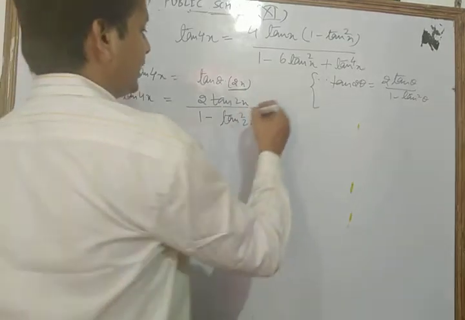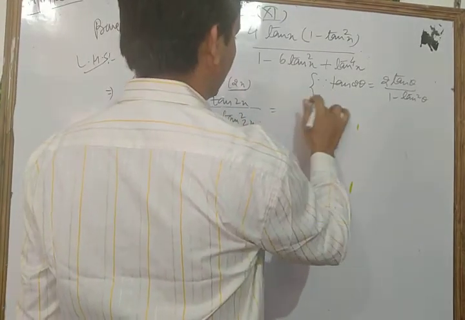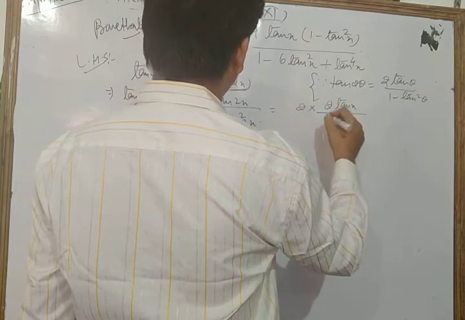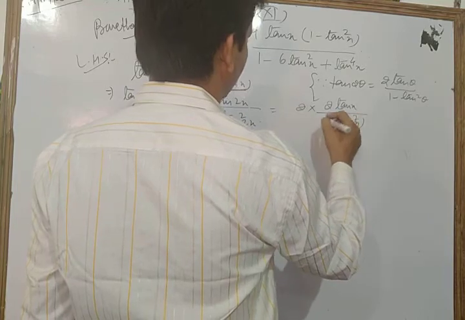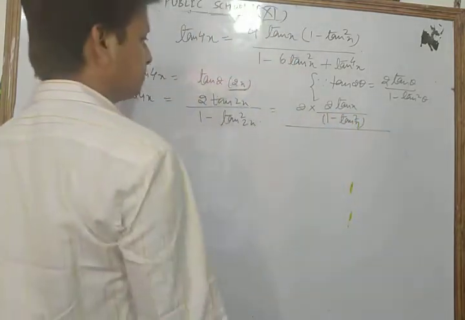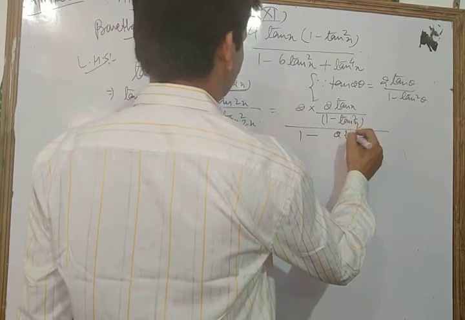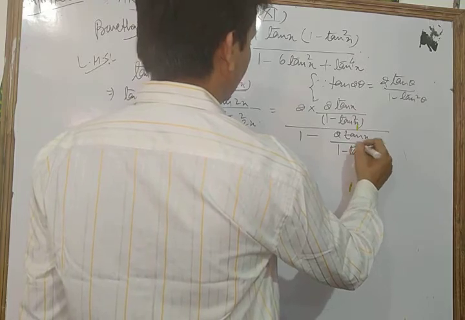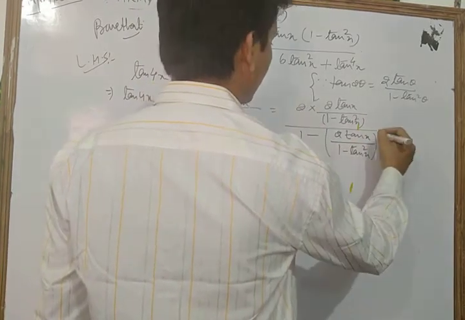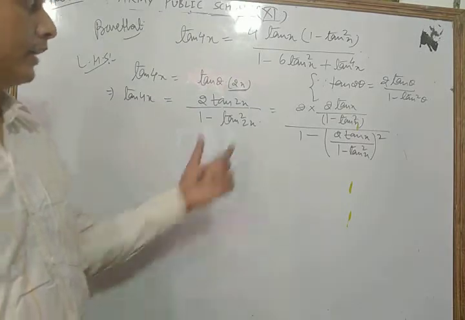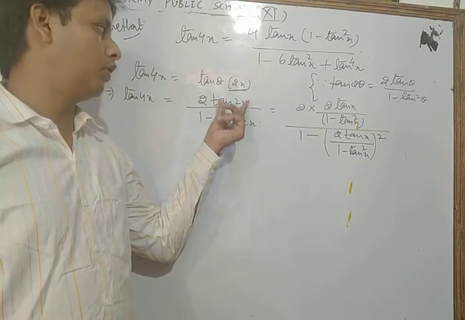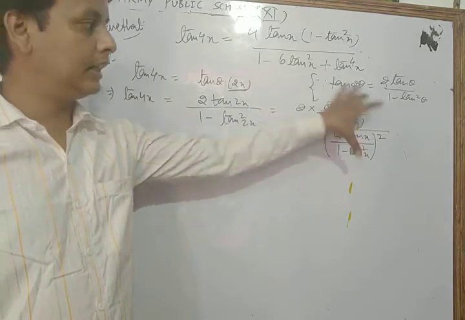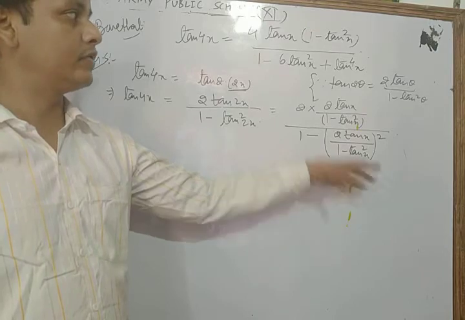Okay, in that place now we get 2 into 2 tan x upon 1 minus tan square x. Now in the denominator 1 minus, that is 2 tan x upon 1 minus tan square x, the whole square. Okay, now here let's see, we again put the formula of tan 2x in that place, so we get this. Now we simplify all these terms and hence we get our result.